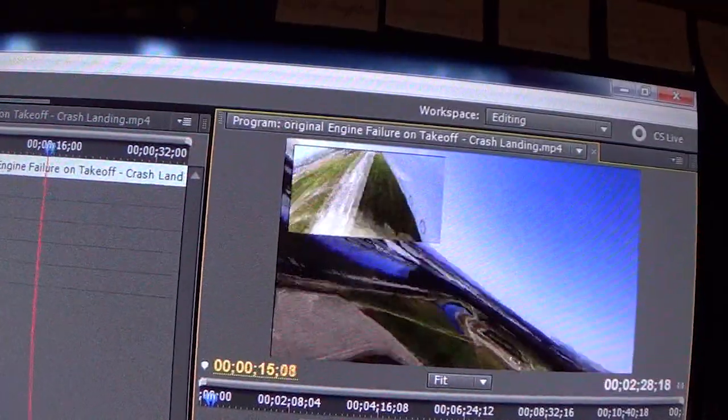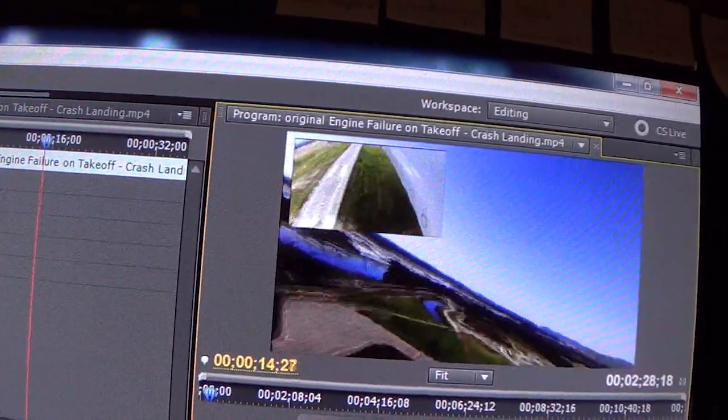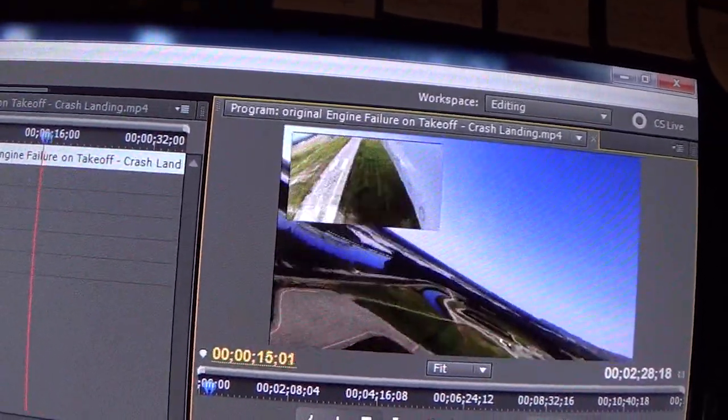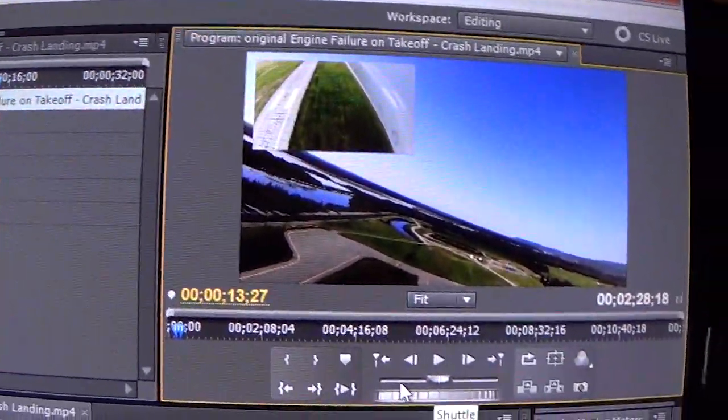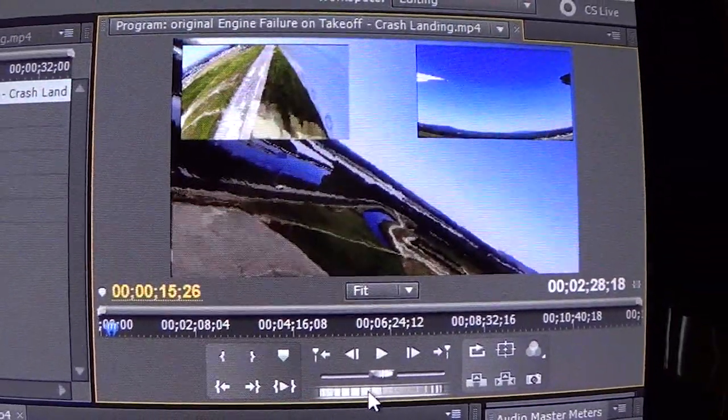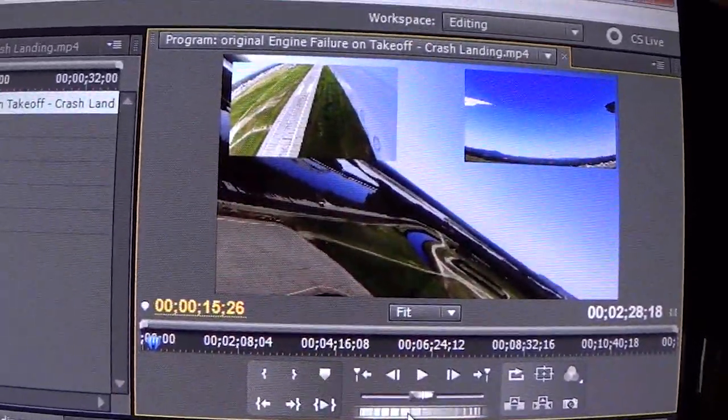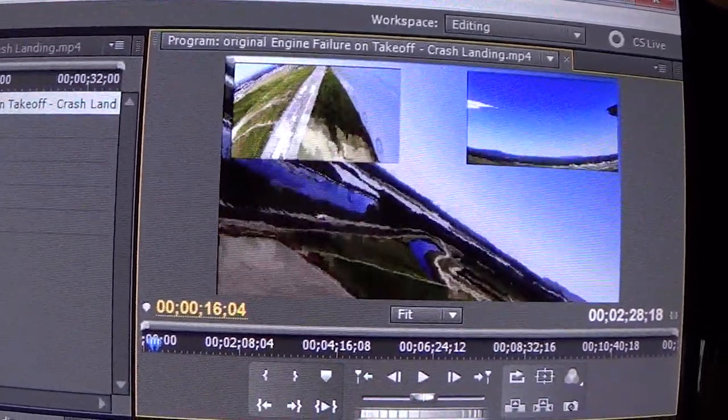You see that? Watch this. See that? He's banking. The camera pointed down is going to get a more centered view of the runway as he banks, which it does. You see that? So these are all in sync here.